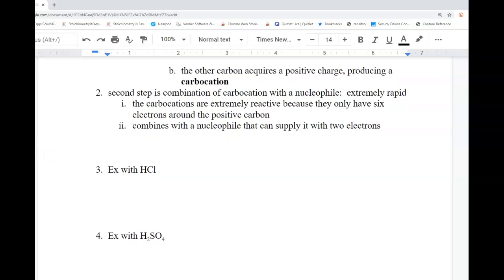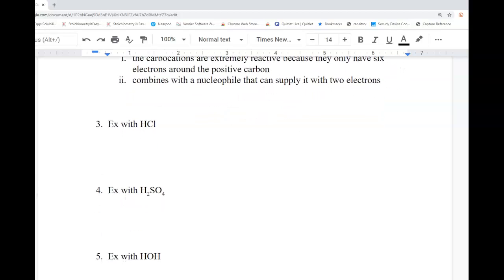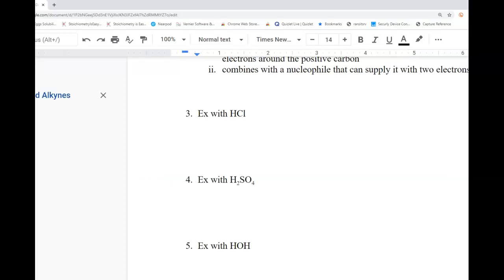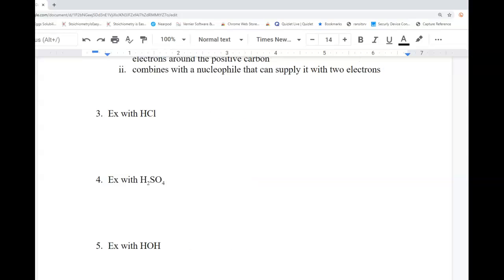And so then we have the second step of what exactly is happening. Now we're going to have the addition of the nucleophile, which is the negative side of things, being added onto the carbon. They're doing it in my notes here with HCl and H2SO4 and water. So here we're going to go ahead and write out the whole thing.